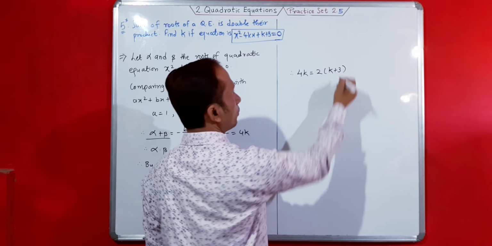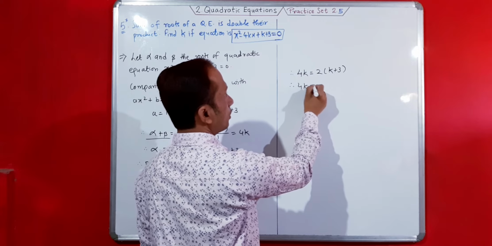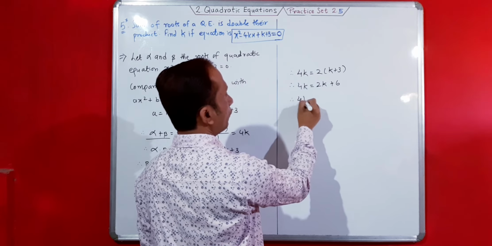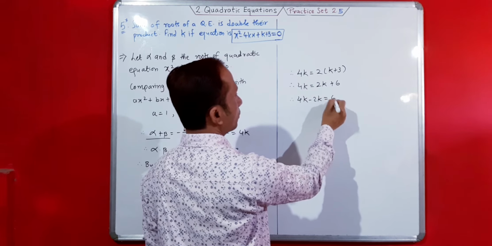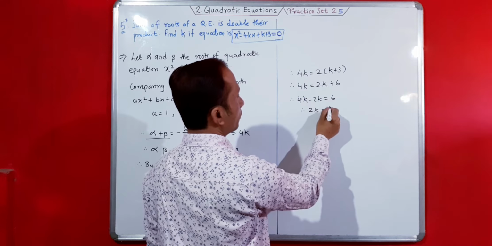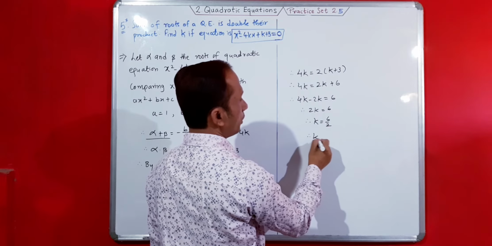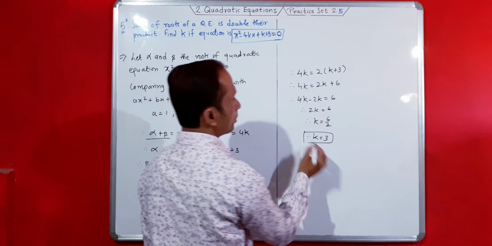You just have to do the calculation. Therefore 4k is equal to 2k plus 6. Therefore 4k minus 2k is equal to 6. Therefore 2k is equal to 6. Therefore k is equal to 6 divided by 2. Therefore k is equal to 3. So you will get the value of k.